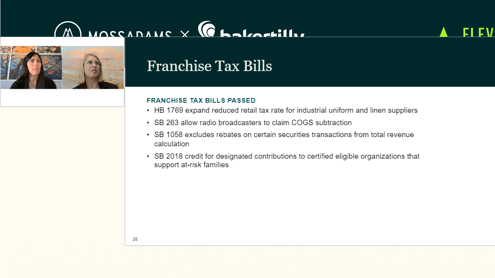These are just a few additional items, to see who's out there industry-wise. So you see something specific to uniform and linens, radio broadcasters. This is where you see those specific lobbyist groups advocating for certain taxpayers, and we see some specific things come out.